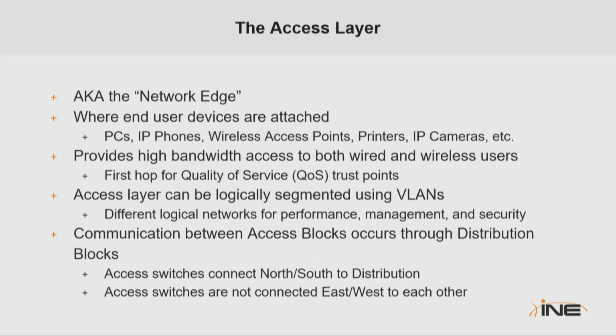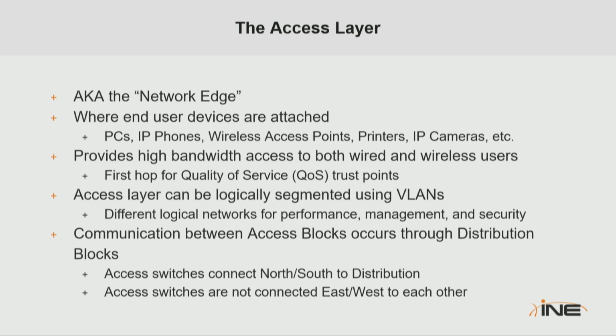Okay, now the first of these layers, the access layer, is also known as the network edge. So as I mentioned, this is where our end devices are attaching. So for example, PCs, phones, wireless access points, printers, IP cameras, any device that's running the IP protocol is going to be attached at the access layer. This provides high bandwidth access to both wired and wireless access points. And it's also going to be our first hop for quality of service trust points.